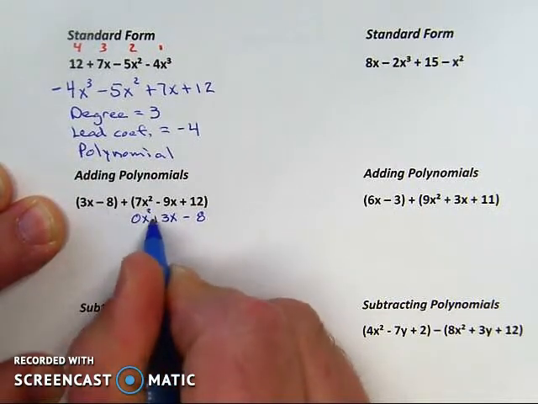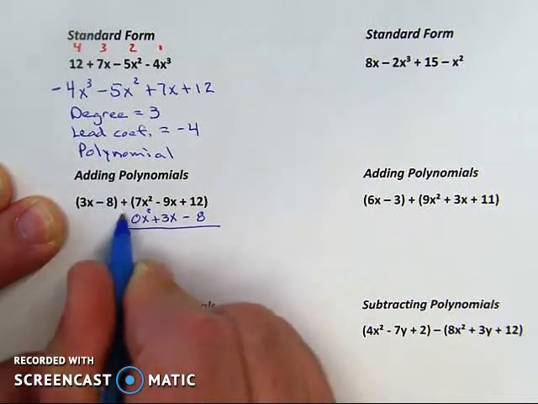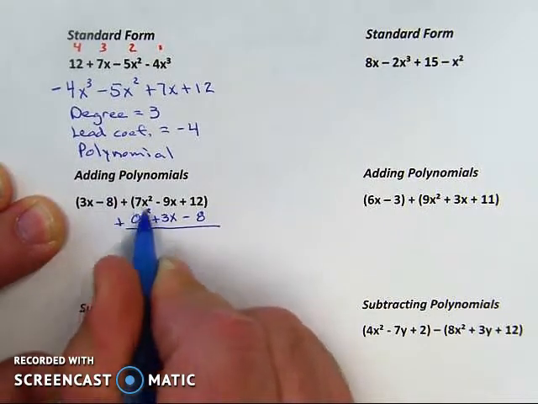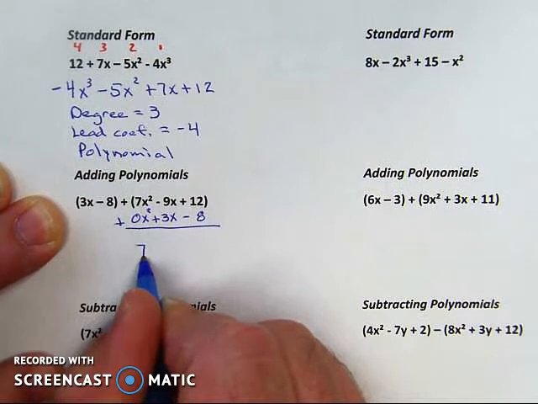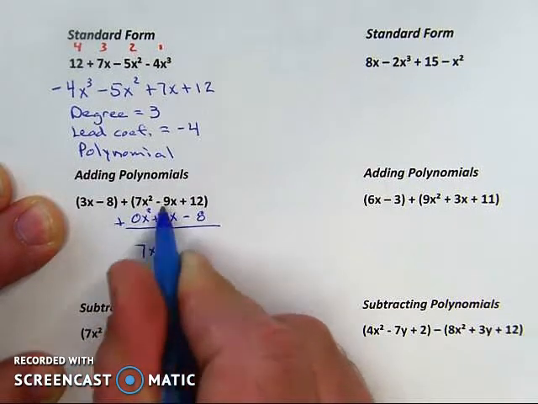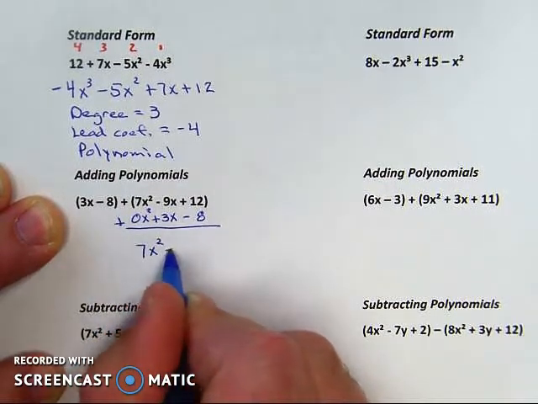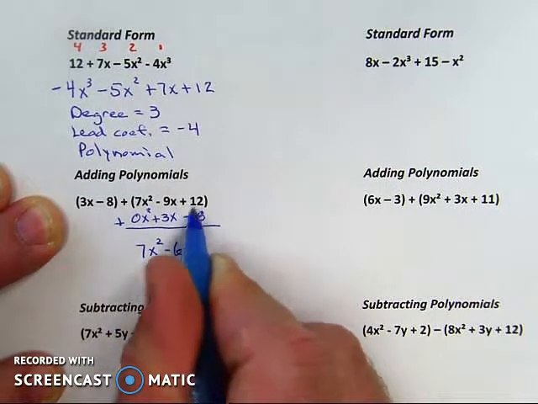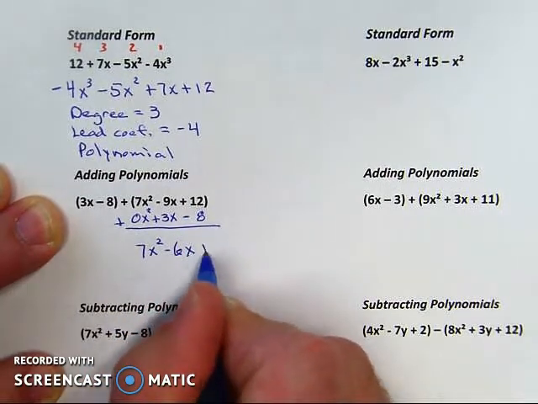And that was a plus 3x. I'm adding, and you can see the plus right there. So 7 and 0 is still 7, so 7x squared. Negative 9 and positive 3 is minus 6x. And 12 minus 8 would be positive 4.